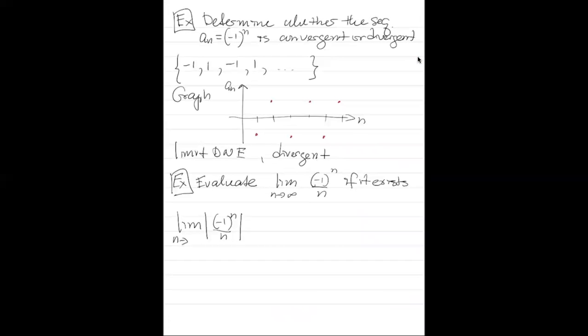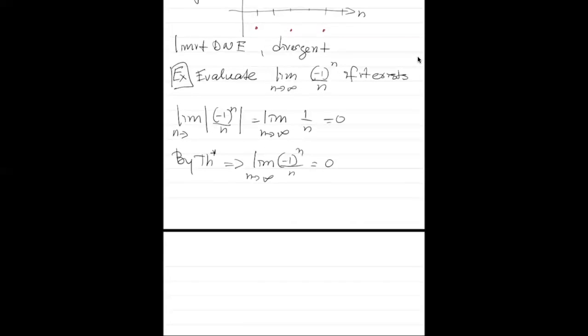We're taking the absolute value, and that is equal to the limit of 1 over n. Now, n is positive, so we don't need absolute value. An absolute value of a negative number is positive, so we have 1 over n. We already know that this limit is 0. So by theorem star that I just highlighted, the limit of -1 to the n over n is also 0. So let's show the picture for this sequence here.